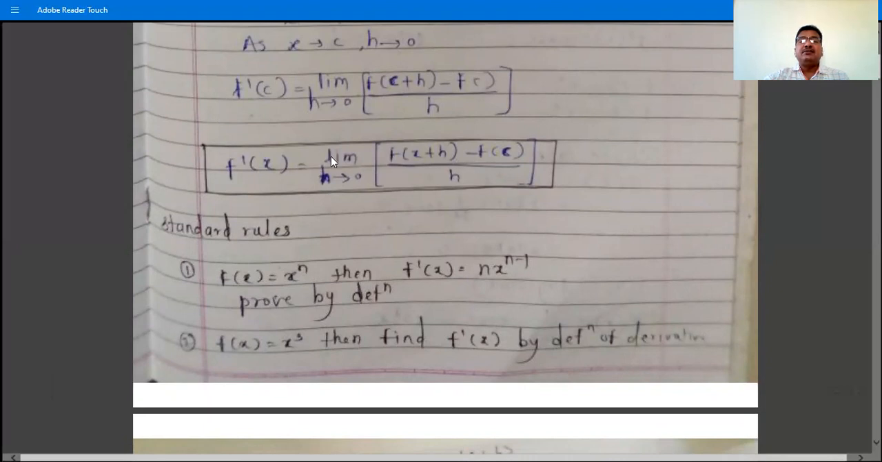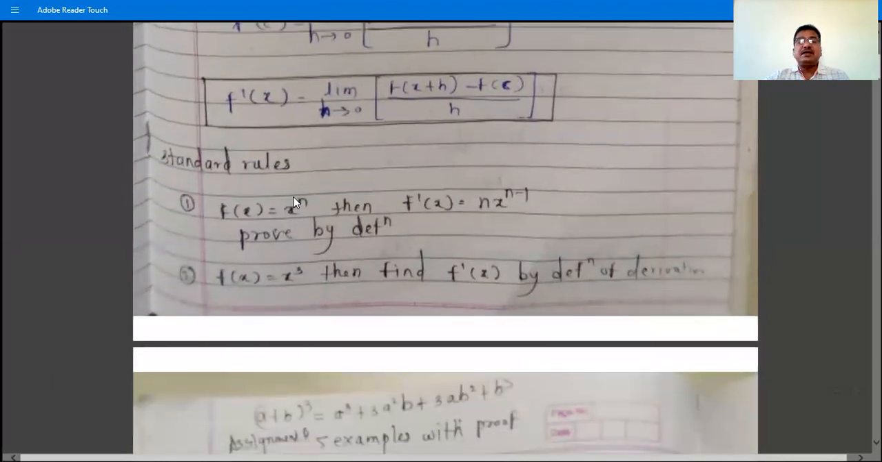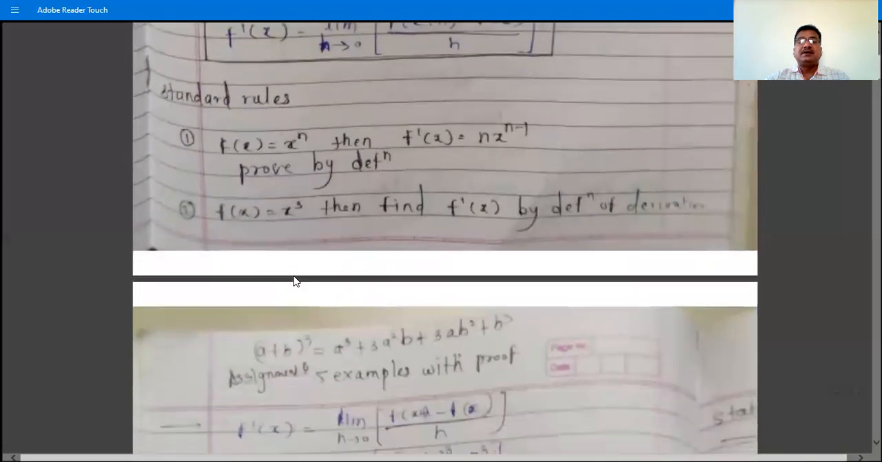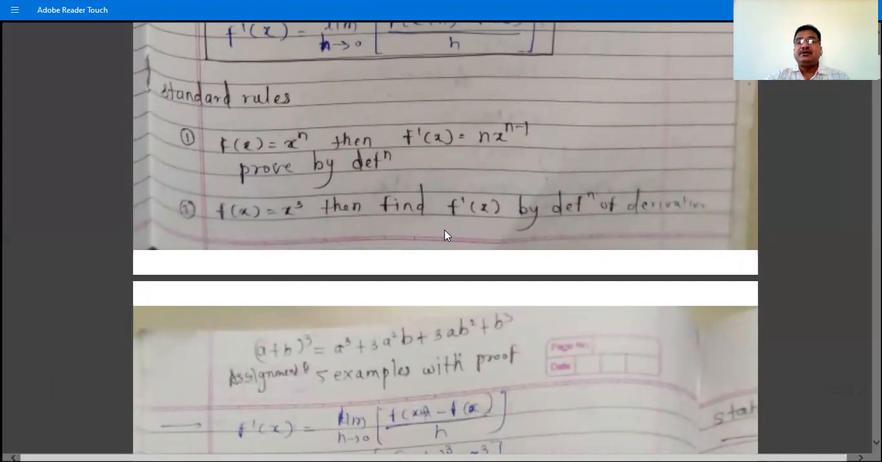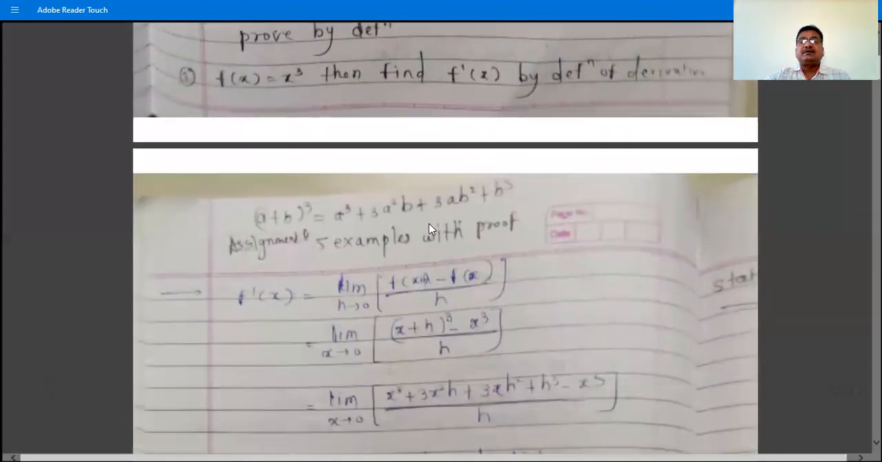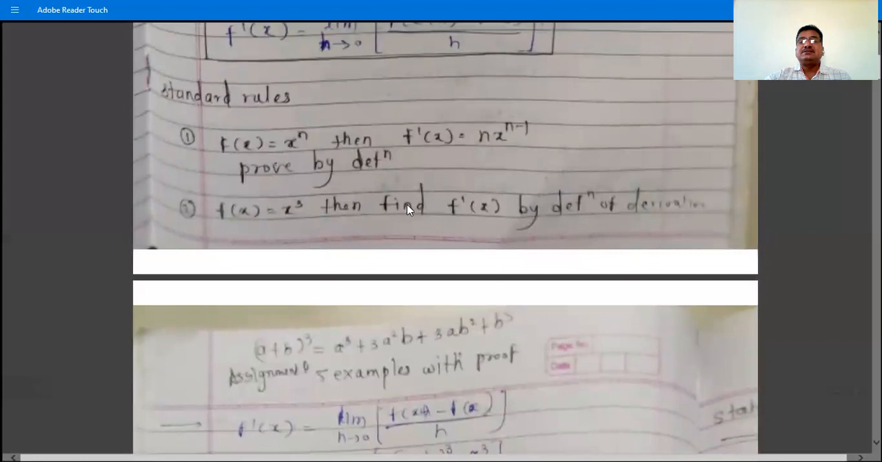Already by using this definition, in the 12th standard, we were given the proof of all the standard rules. What are they? If f of x is x raised to n, then f dash x is n x raised to n minus 1. And if we take f of x as x cube, then its derivative is 3x square. So we will give the proof for x cube.